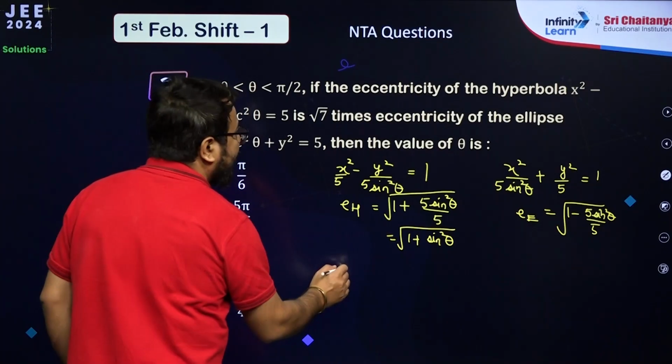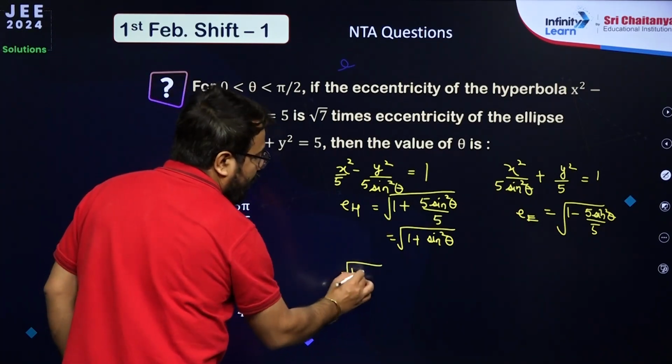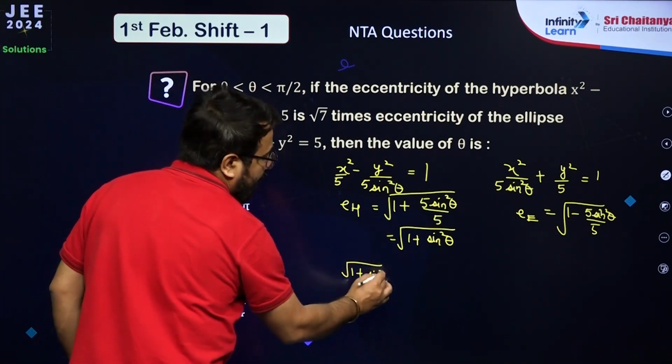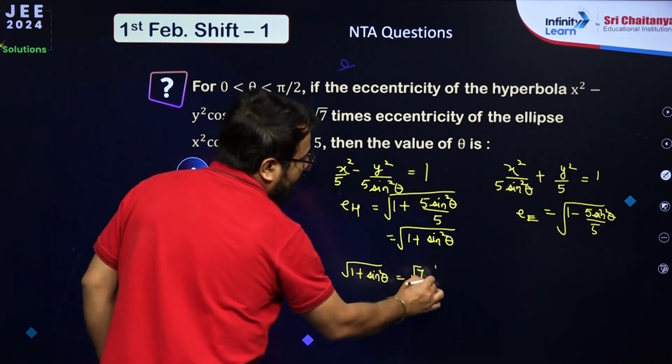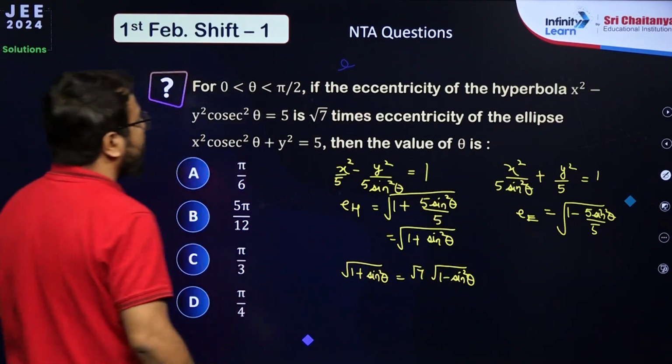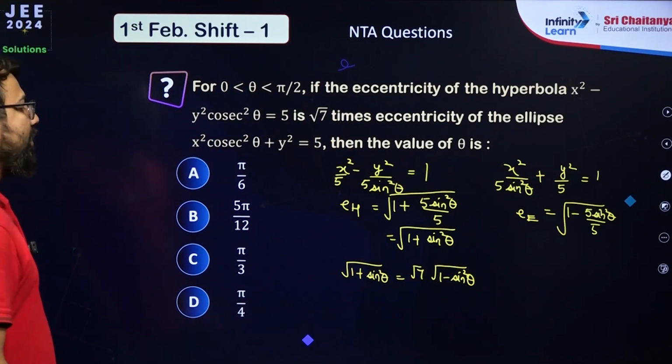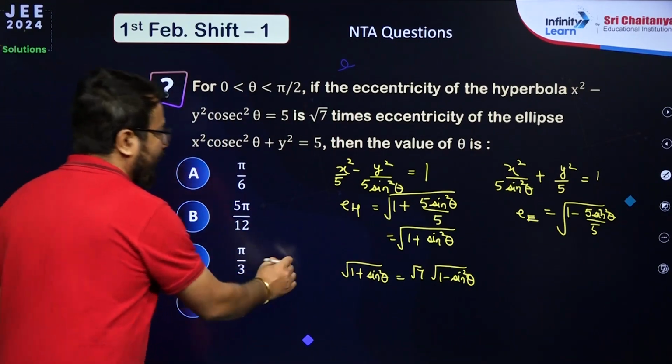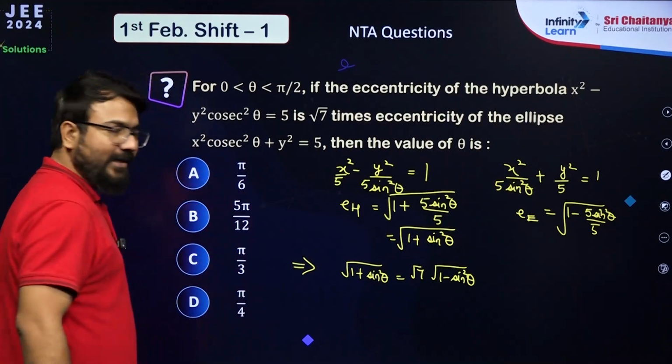It has been given that root over 1 plus sine square theta is root 7 times root over 1 minus sine square theta. I hope this is the relationship being given to you. From this equation, I need to get the value of theta. How can we get that?